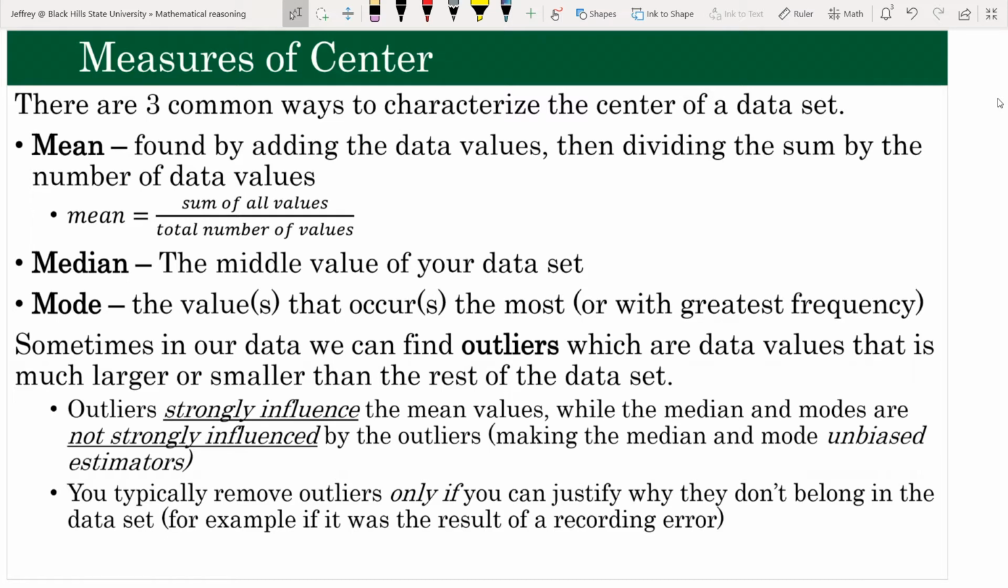any extreme values. So we would ideally like to remove outliers if we can, but oftentimes we have to justify whether or not we can remove them. And sometimes they are part of the data set, and sometimes they are recording errors.